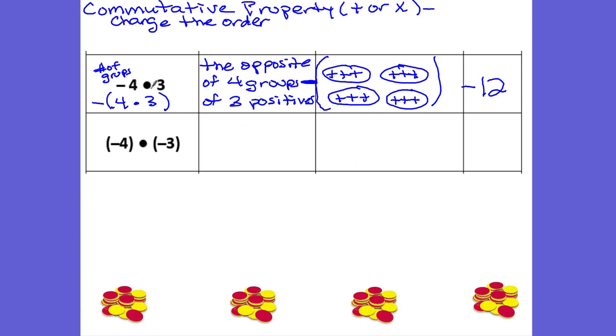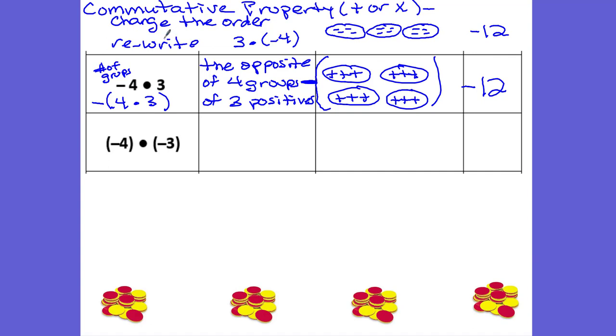So we can change the order of our factors, the negative 4 times 3, and rewrite it as 3 times negative 4. And now we would have 3 groups of negative 4. So let's model that. 1 group, 2 groups, 3 groups. And in each group, there's going to be 4 negatives. 1, 2, 3, 4. 1, 2, 3, 4. 1, 2, 3, 4. If you count them up, 4, 8, 12, you still get negative 12. You still get the same answer. The commutative property is something that you're going to use a lot, especially in algebra units. And when we get to the algebra unit, we're going to work more with that.